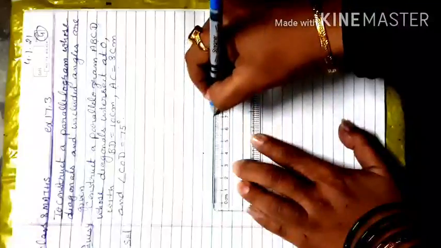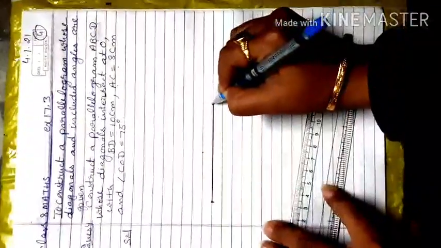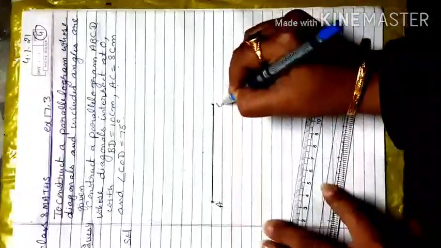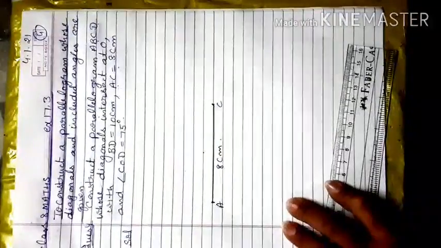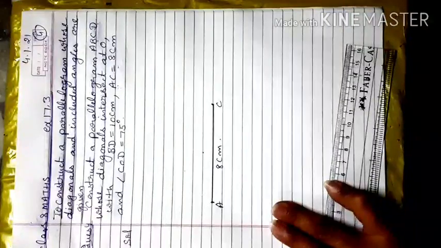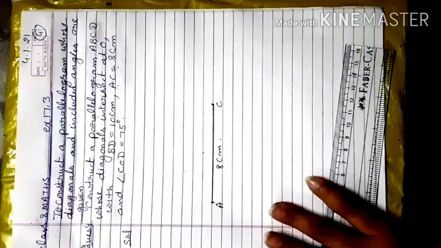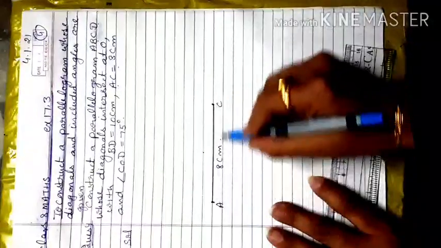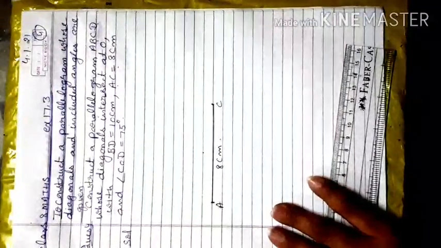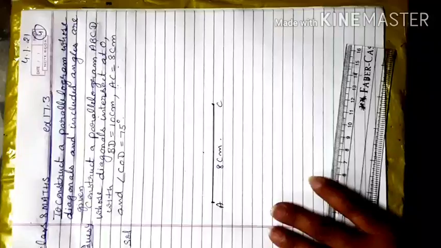So I will draw AC as 8 centimeter. So this is AC, 8 centimeter, that is a diagonal. You very well know that the two diagonals bisect each other. So that means the center of this AC is the point through which the other diagonal passes.